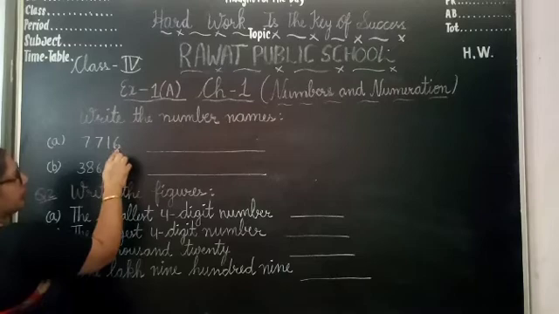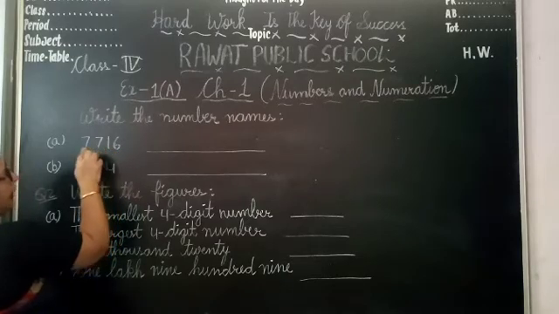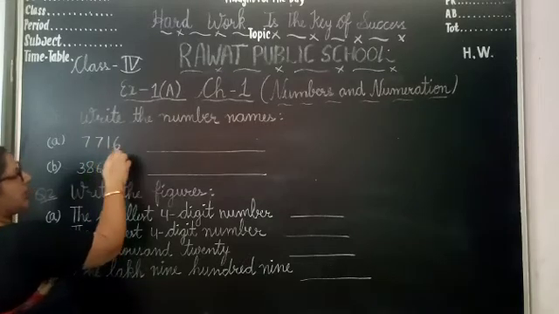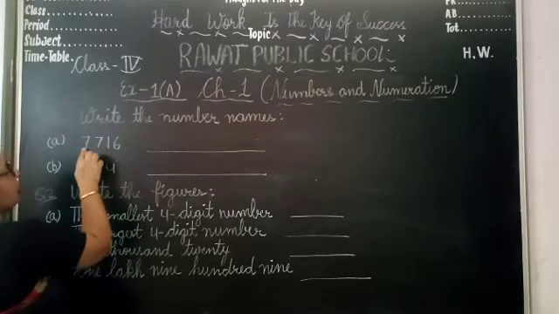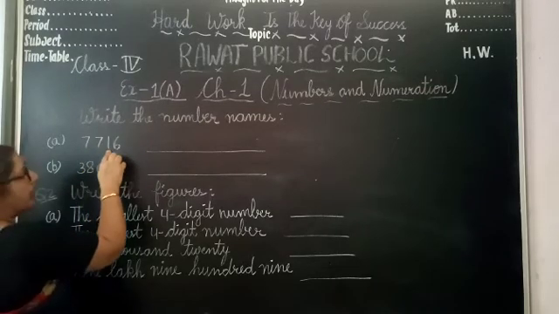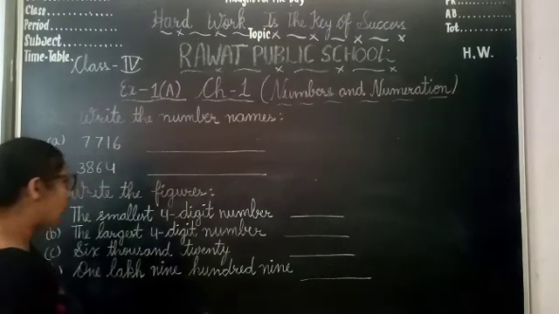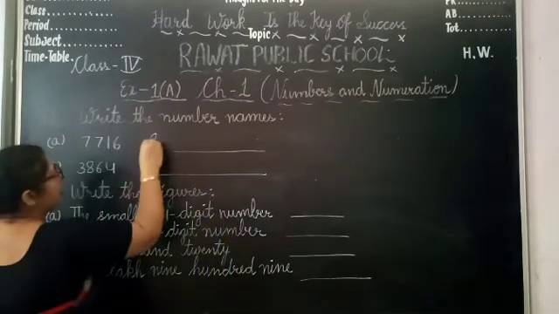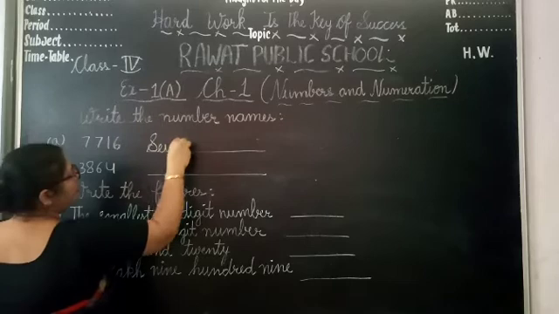Ones, this is ones, this is tens, this is hundreds and this is thousands. So this 7 is thousands, this 7 is hundreds, 1 is tens and this is 6 ones. So 7716. Write down the spelling of 7716.